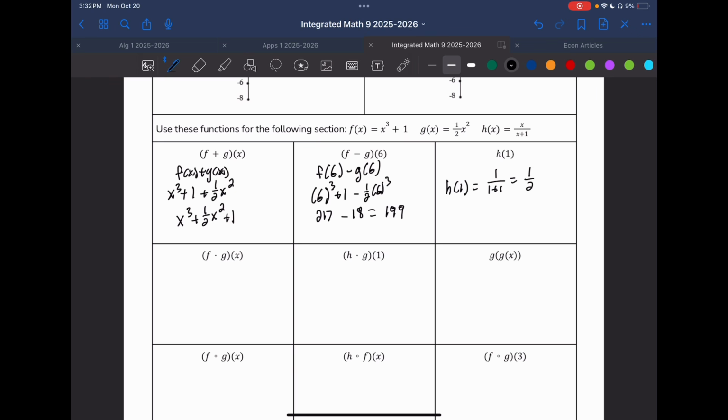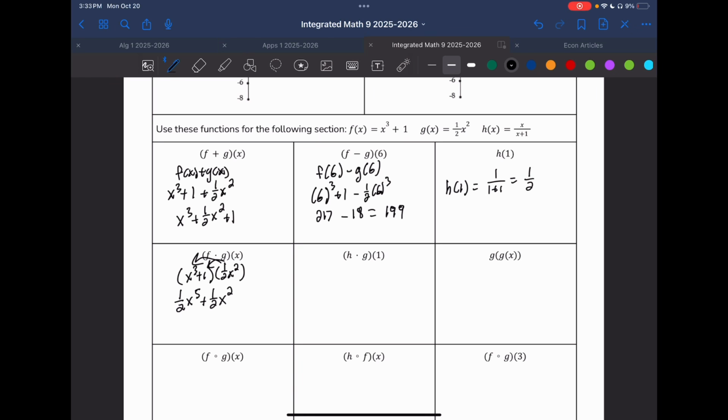F times g of x, well, for that we have to take f of x and multiply it by g of x. So f of x is x cubed plus 1. G of x is 1/2 x squared. When we multiply them, we need to distribute like that. So you're going to get 1/2 x to the 5th plus 1/2 x squared. All right. And now we have h times g of 1.